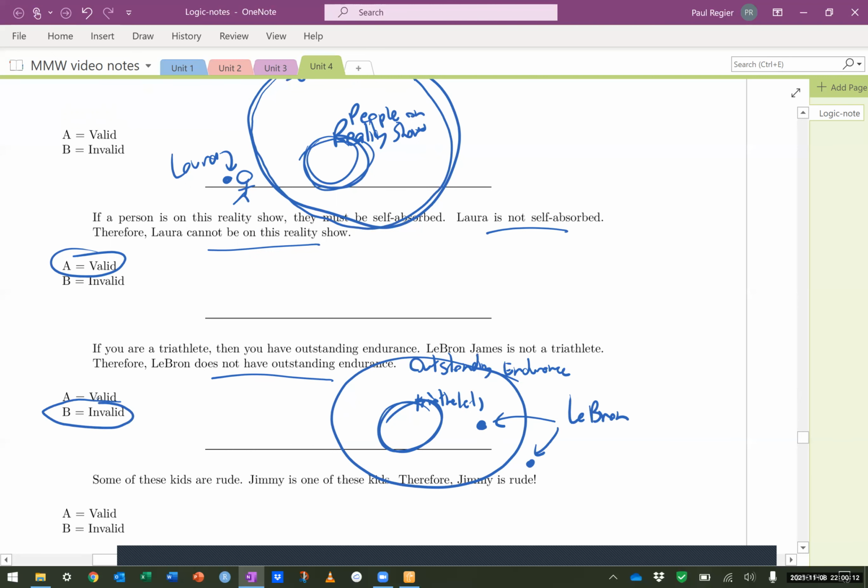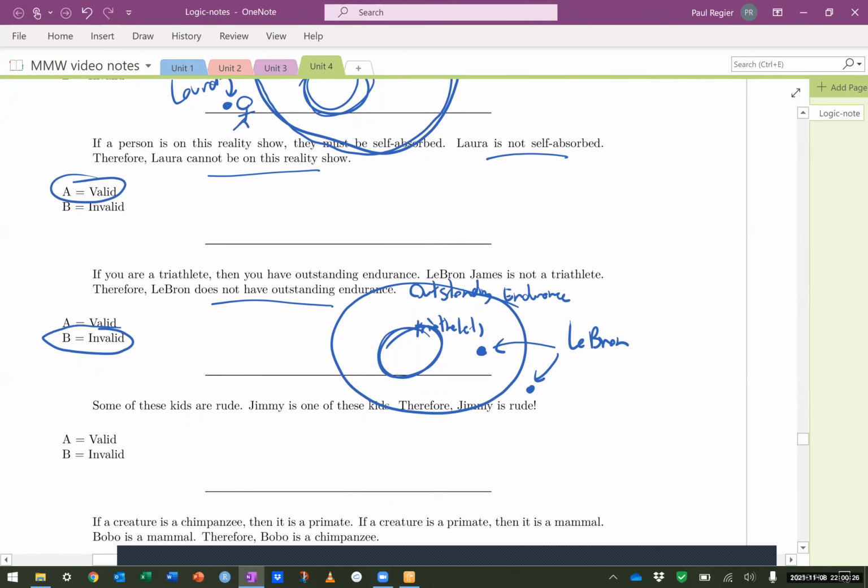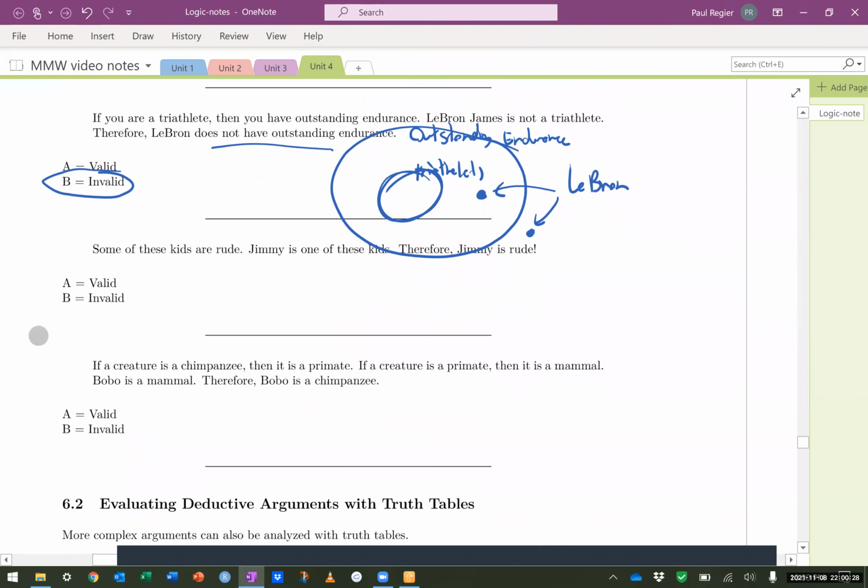The set of triathletes is contained within those with outstanding endurance, but may not be the same thing, right? There could be people who are not triathletes that have outstanding endurance. So another way to think about these examples is, can you come up with a counterexample and use the tools you have to think about it logically? All right, so I'll put these on the quiz.